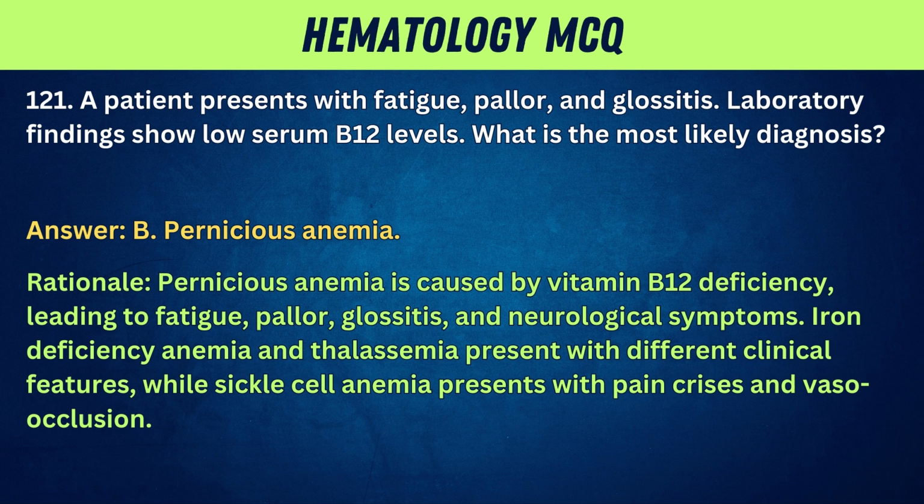Rationale: pernicious anemia is caused by vitamin B12 deficiency, leading to fatigue, pallor, glossitis, and neurological symptoms. Iron deficiency anemia and thalassemia present with different clinical features, while sickle cell anemia presents with pain crises and vaso-occlusion.